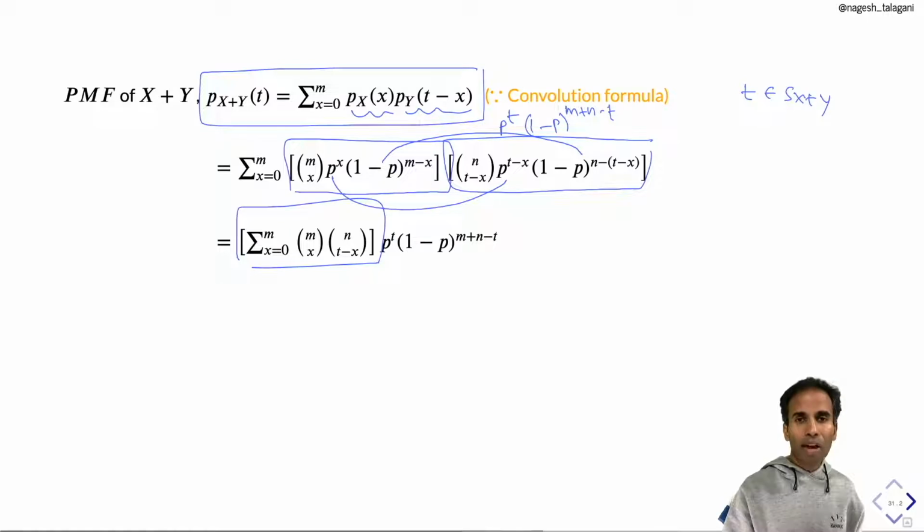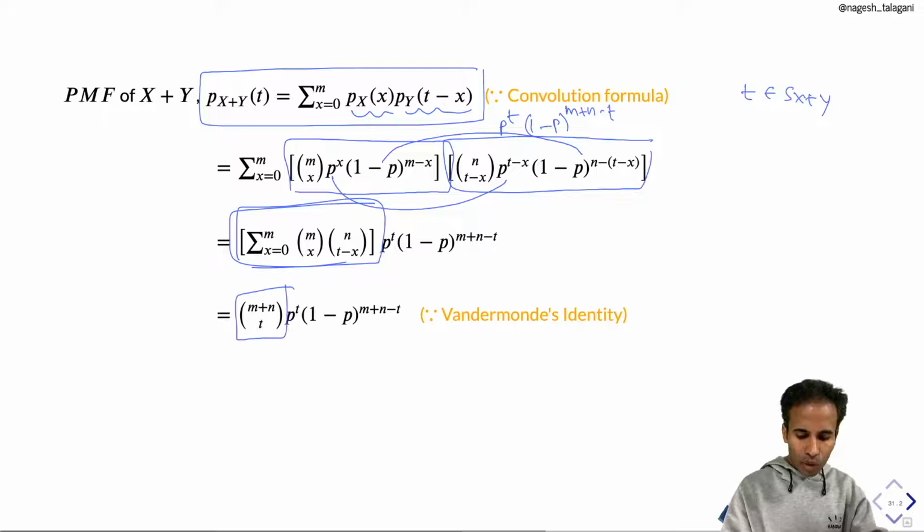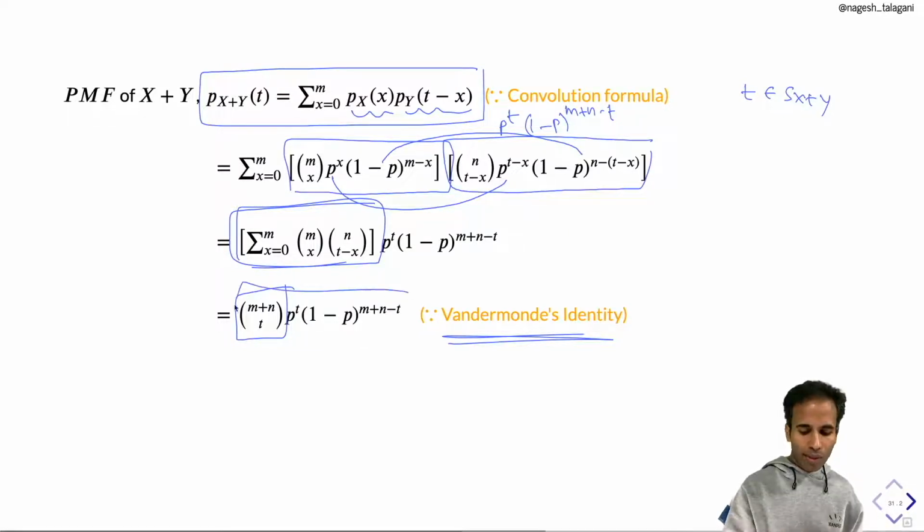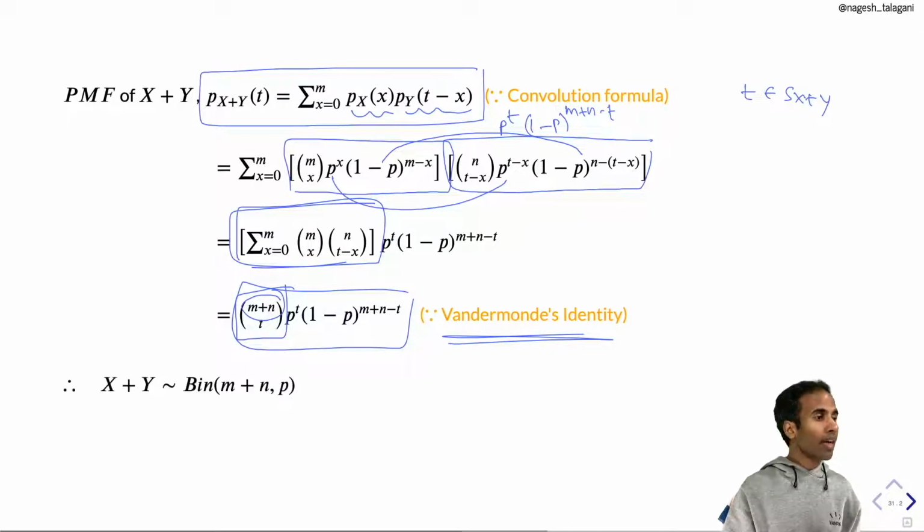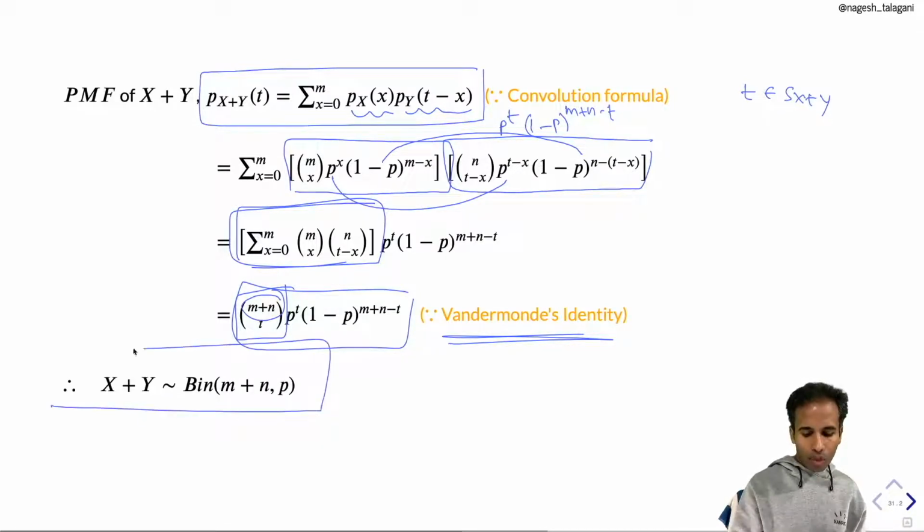Now using Vandermonde's identity, this summation we can write as m plus n choose t. Okay, because of Vandermonde's identity. Now we have p_{X+Y} of t equal to m plus n choose t, p to the power t, (1 minus p) to the power m plus n minus t. Now this you can recognize as the PMF of a binomial distribution with parameters m plus n, p. So we can say that X plus Y follows a binomial distribution with parameters m plus n, p. Fine.